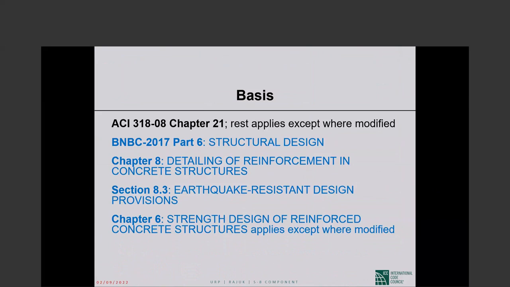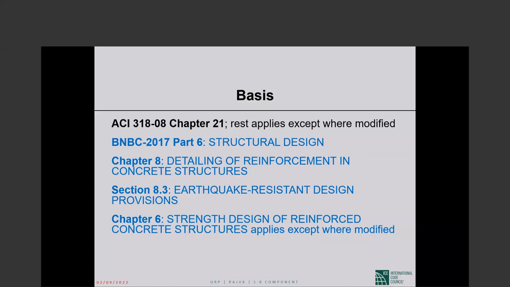So in 318-08, the seismic detailing requirements are in chapter 21. Now, very, very importantly, when you are in chapter 21, it is not that the rest of ACI 318 goes away. The rest of ACI 318 remains applicable unless something is modified specifically in chapter 21.